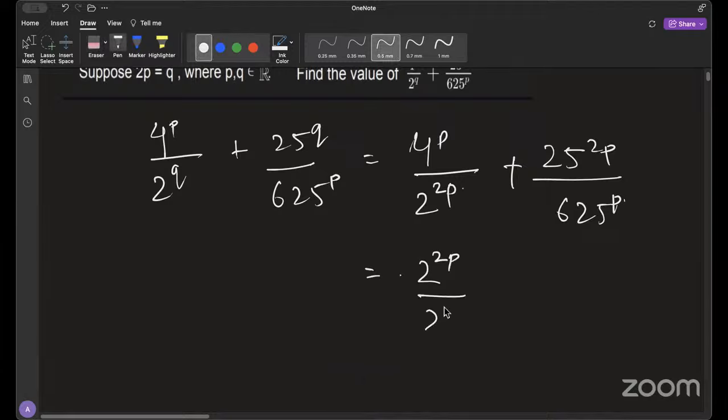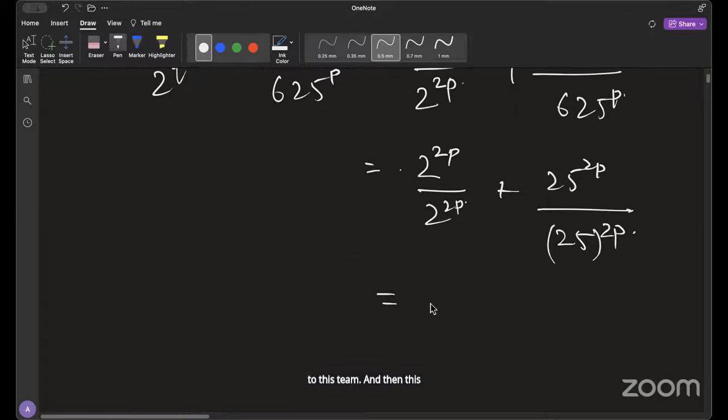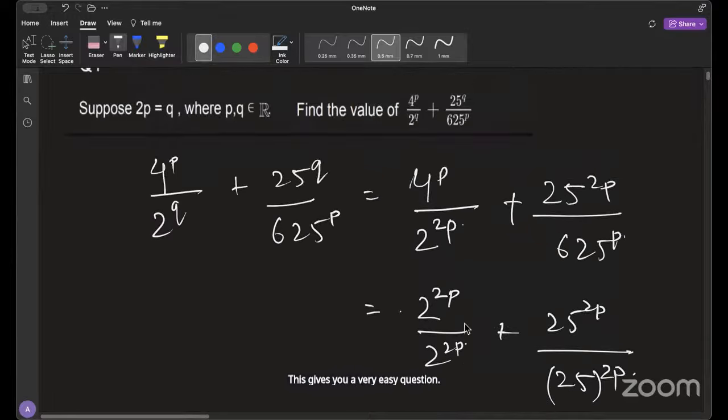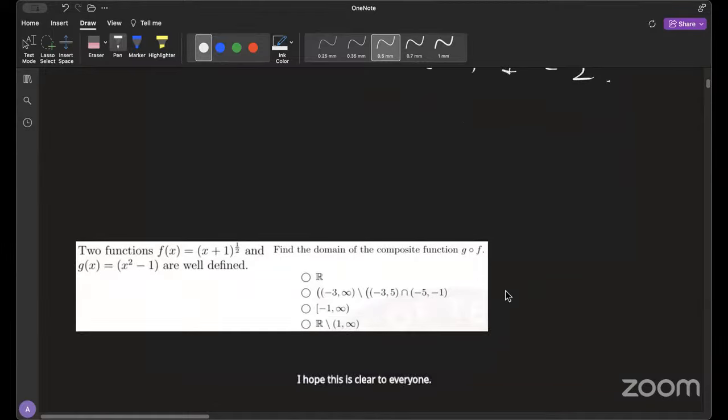this thing and this thing plus 25 to the power 2p, and 625 is nothing but 25 squared. So you have 25 raised to the power 2, and then you have p. So this thing. And then this is nothing but 1, and this expression is also just 1. This gives you 2. A very easy question. I hope this is clear to everyone. So can we move to this one?